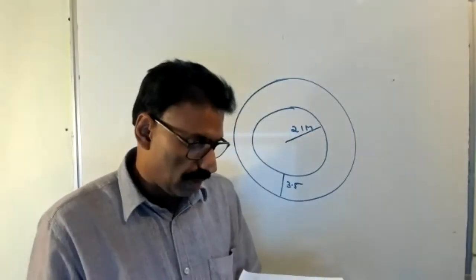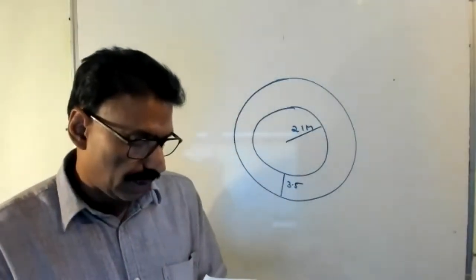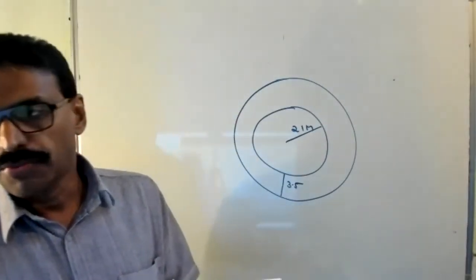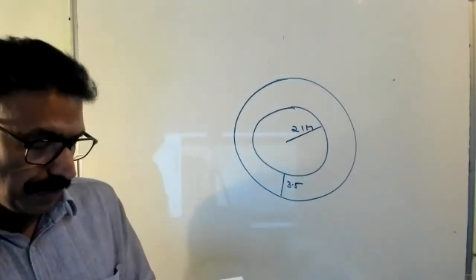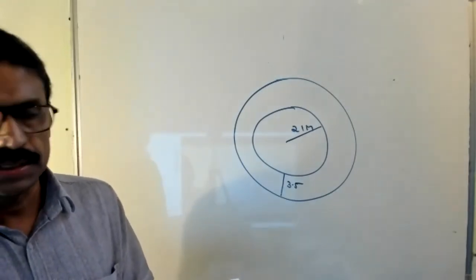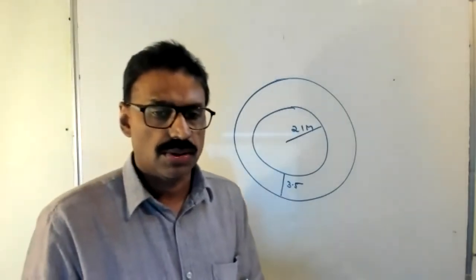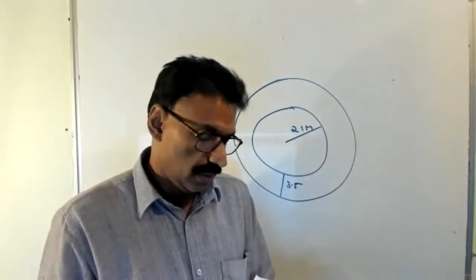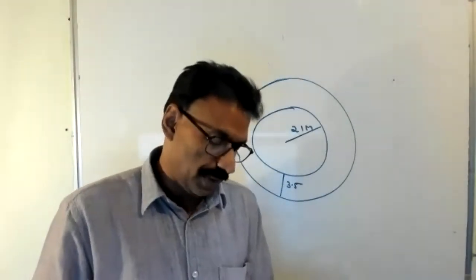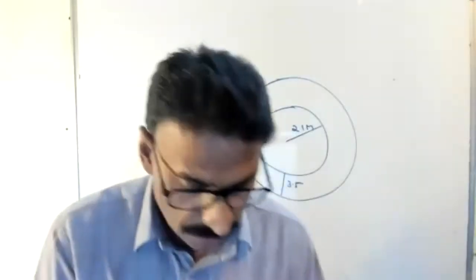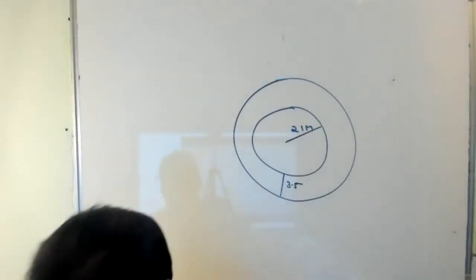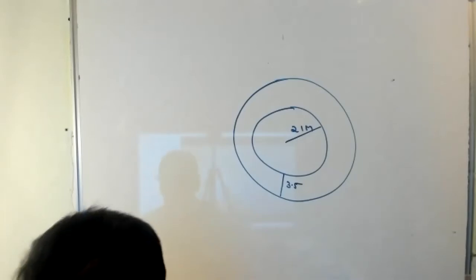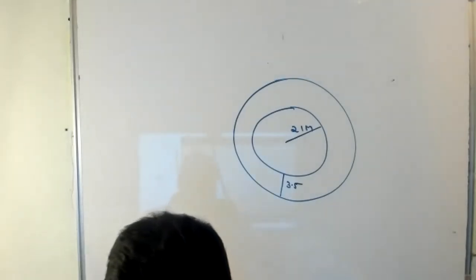Find the cost of graveling the path at 4 rupees per square meter. Okay, try now.